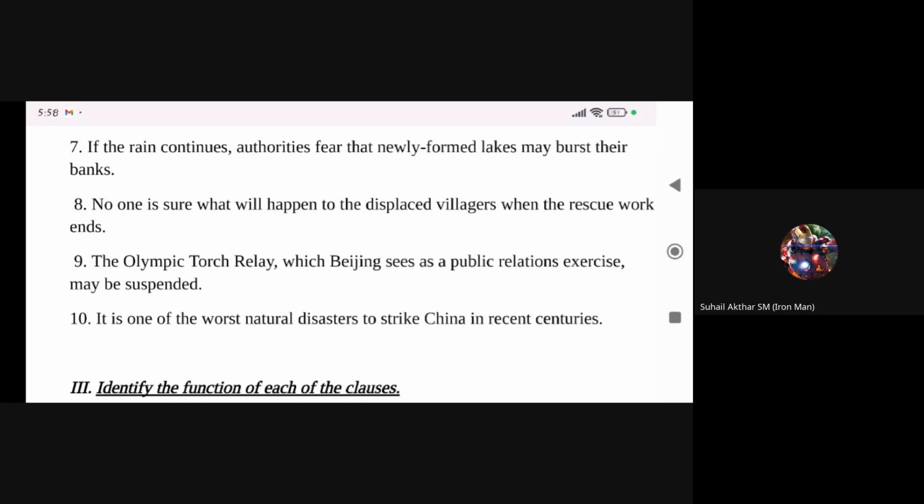When the rescue work ends. Yes, correct. So you have two. The second one is an embedded one. So what will happen to the displaced villagers when the rescue work ends? Both of them are subordinate clauses.